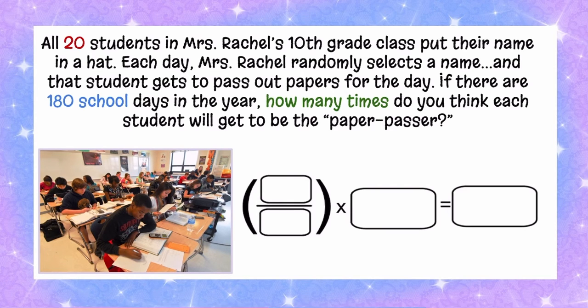So the probability is 1 out of 20. Now we're going to multiply this by the population, or the big number, which is 180. So basically, 1/20 of the time, you should be chosen to be the paper passer. What is 1/20 times 180?